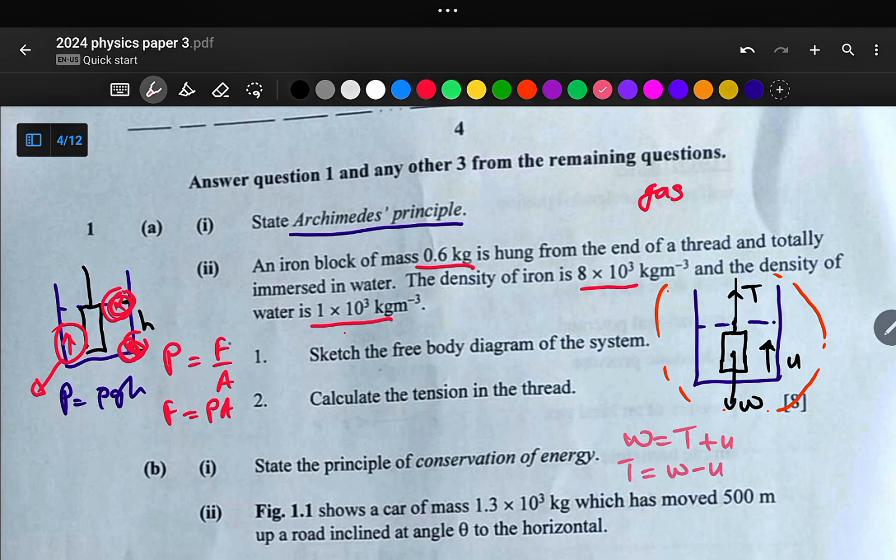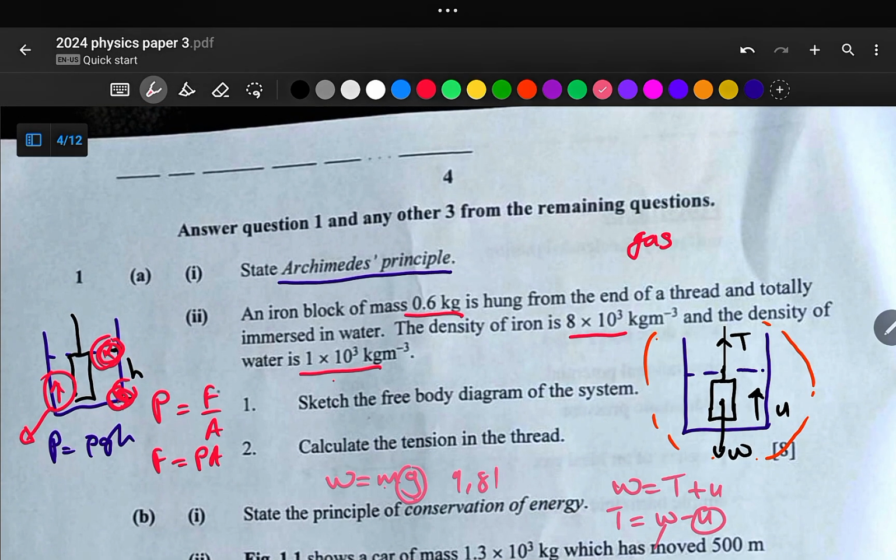Okay, so what we need to calculate here is our upthrust, because weight is very easy. Weight is the effect of gravitational force on mass. Therefore, weight is equal to mg, and we have our mass of 0.6 kg, and also our acceleration due to gravity, 9.81. So this is the mass of the iron, and this is the acceleration due to gravity. Okay, so what we need to do is to calculate upthrust.